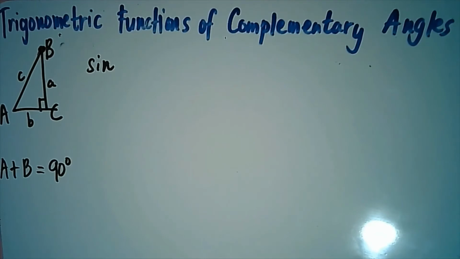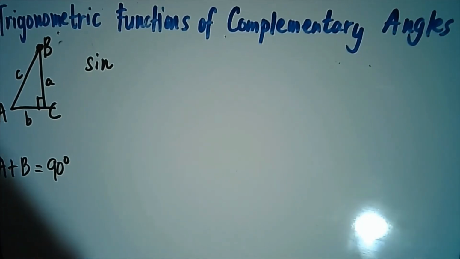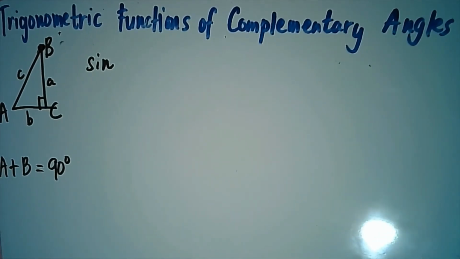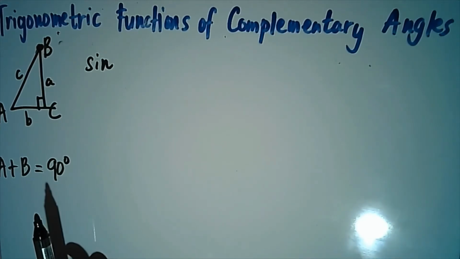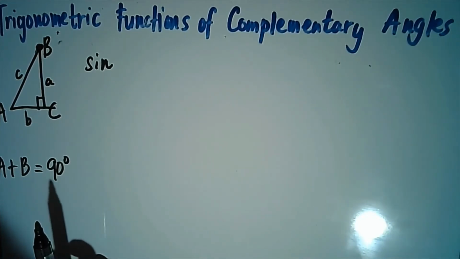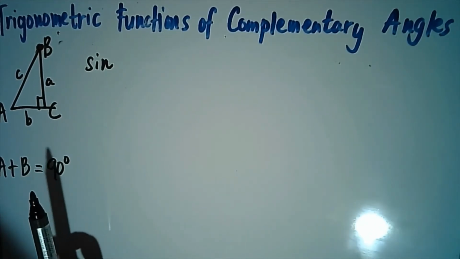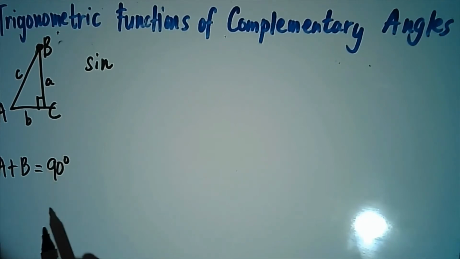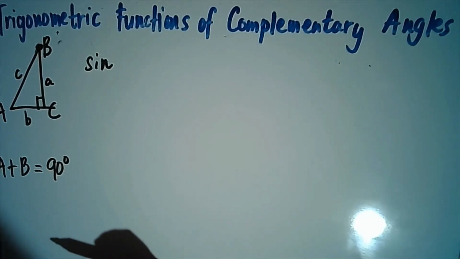Now let's look at the trigonometric functions of complementary angles. Two angles are said to be complementary if the sum of the measures of the angles is equal to 90 degrees, meaning given our triangle here, angle A plus angle B is equal to 90 degrees. By referring to the definitions of the trigonometric functions and our given triangle here, we can derive the 6 trigonometric functions of acute angle B.